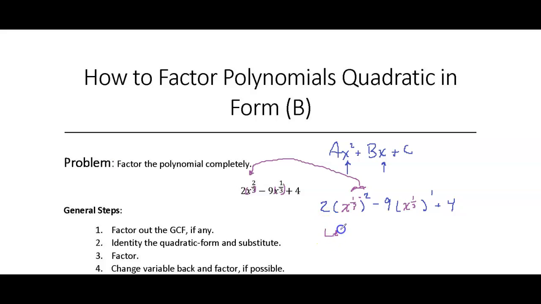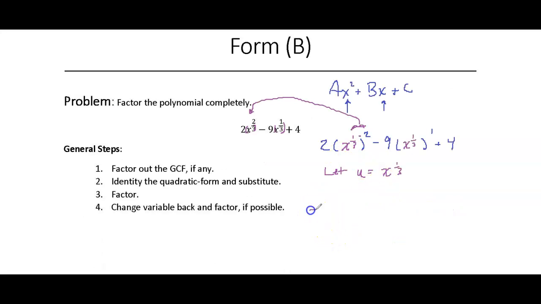So then if we let u equal x to the 1/3 power, we can begin our factoring by working with 2u squared minus 9u plus 4. So we'll continue factoring this expression by checking to see what would add to -9 and multiply to a times c. Since our a is not 1, we're going to take 2 and multiply it to 4 to get 8.